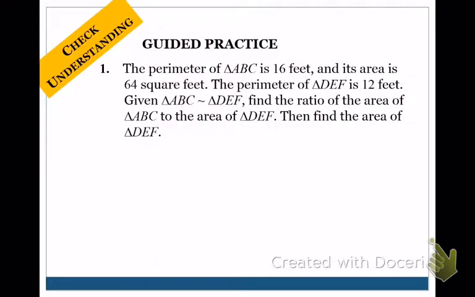All right? One more to talk about, I think, here, and then I'll let you work on the ones that are in your notes. The perimeter of ABC is 16 feet, and its area is 64 square feet. The perimeter of triangle DEF is 12 feet. If we know that ABC and DEF are similar, find the ratio of the area of ABC to DEF, and then find the area of DEF.